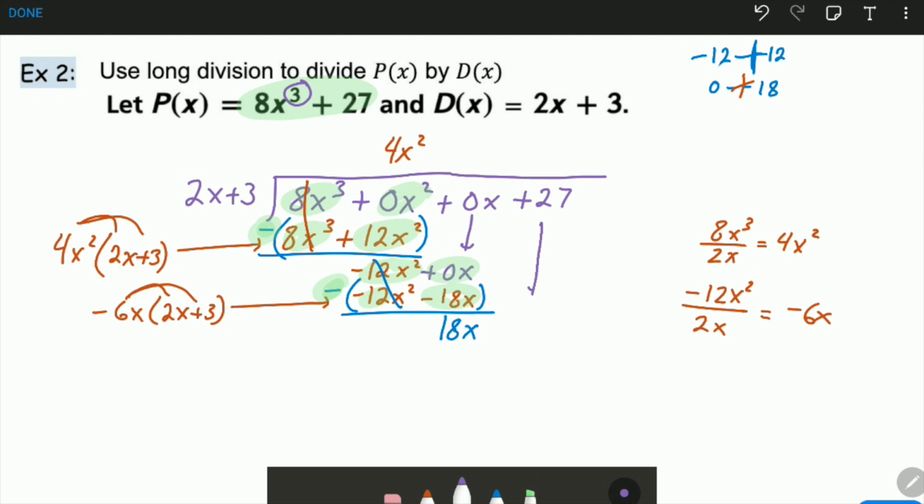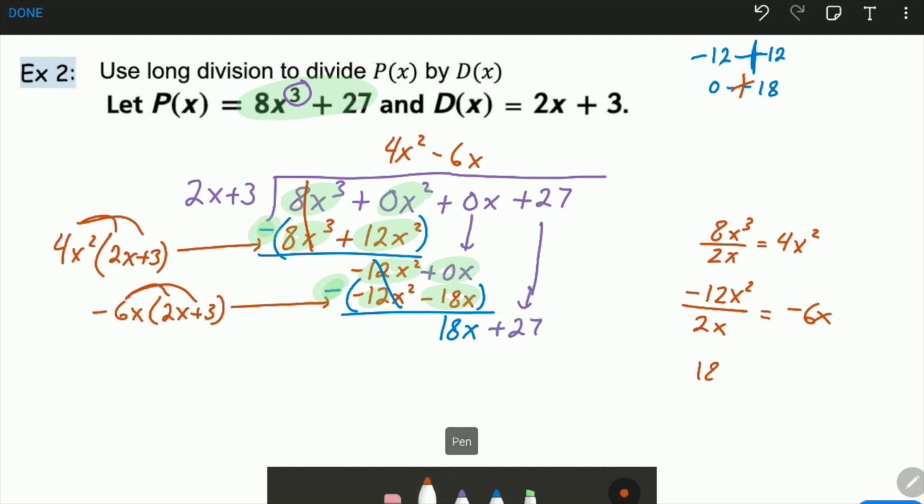And I forgot to write something on top. I forgot to write my negative 6x on top. Got too carried away with things. To finish it off, we have one more iteration of the cycle to go through. So I'll bring down my 27 and do the same process again.